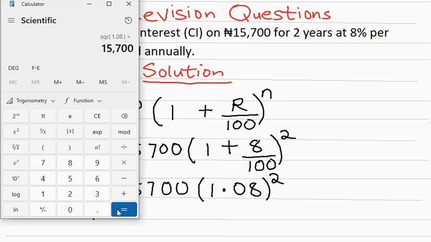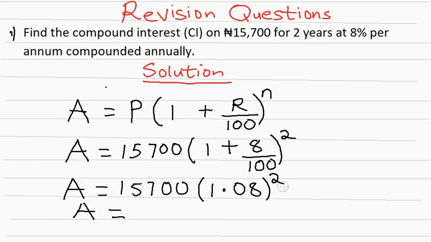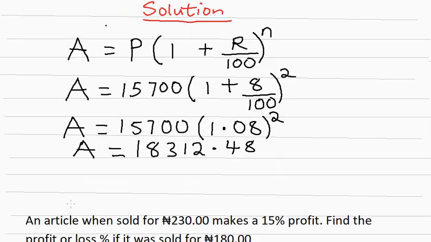So what we're having here is 18,312.48. Or better still, let me bring that down. 18,312.48. So, of course, as you can see right here, what we've calculated is the amount. Now the question is, how do we get the compound interest from the amount? You know, that is very simple.